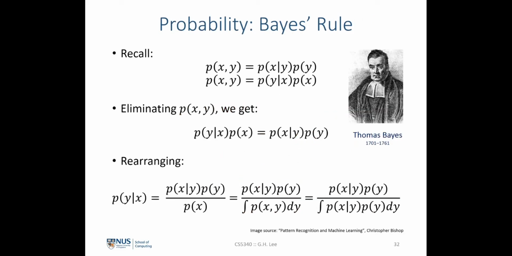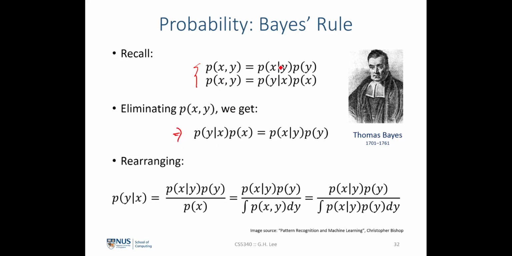Now, the product rule gives rise to what we call the Bayes rule. Recall that there are two different ways of writing the joint probability using the product rule, as written over here. In both of these equations, we can see the joint probability distribution of x and y. If we eliminate the joint probability in these two equations and combine them into one equation, this is what we will get.